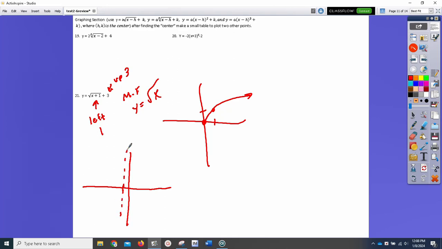I went left 1 because I do the opposite of whatever's inside. I went up 3 because I always trust what's on the outside. And your slope is the understood 1. So it's going to have its center right there. It's going to rise 1, run 1, and you're going to draw an arm. And that's how you do 21. These are all super easy problems. I think they're easy. I wish I could get y'all to agree with me.